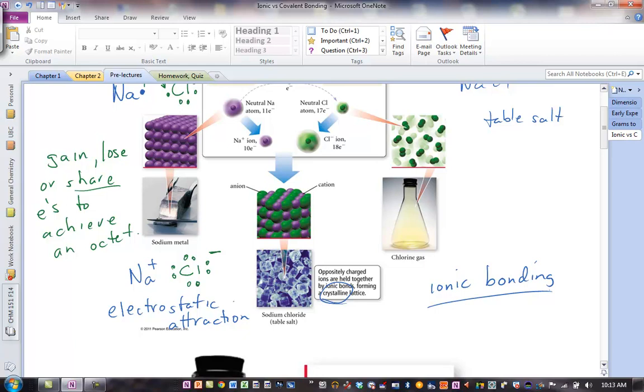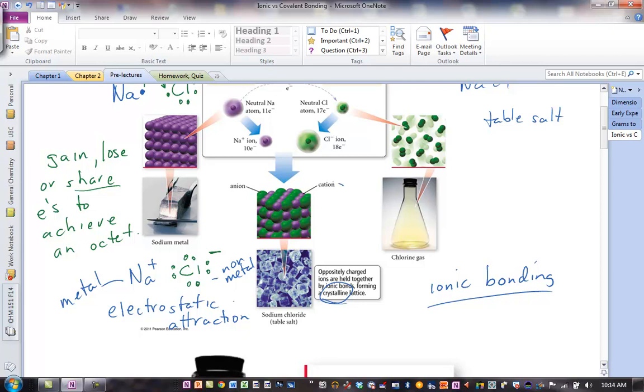One species, typically the metal, has lost an electron or electrons. Depends on what type of metal it is. The other species, quite often a non-metal, has gained an electron or electrons. In this case, loss of 1 electron by sodium, gain of 1 electron by chlorine to form chloride. All right, and that's what we call ionic bonding, this attraction then between these oppositely charged ions.